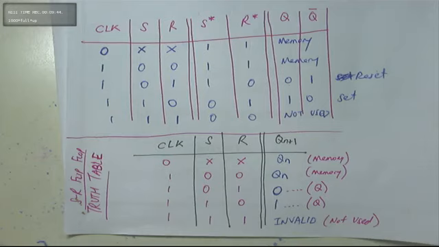Alright? Your Q bar is there as well. There's also something known as the Q bar n plus 1, right? Qn plus 1 bar. But we're only focusing on the Qn plus 1. So that will remember what your Q was, which was 1, and that's from your upstairs. Now 1, 1 is still invalid, right? That's from your SR flip-flop.